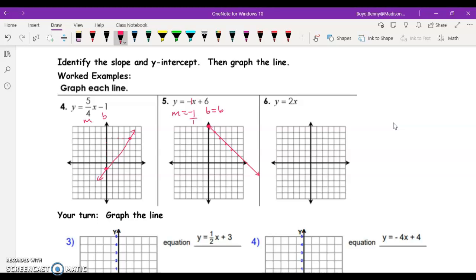All right, for this one, my slope is 2. My y-intercept is 0. So I'm going to start right here at the origin. I'm going to go up 2 spaces and over 1 space.